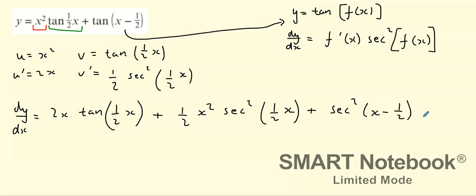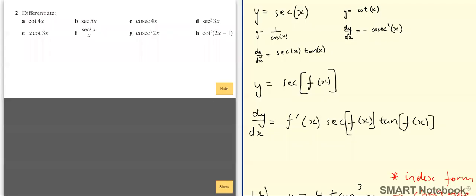Okay, does that make sense? Any questions there? So for cot, when you differentiate cot, you get minus cosec squared x. But if we have y equals cot f of x, dy by dx is going to equal minus f dash of x cosec squared f of x.